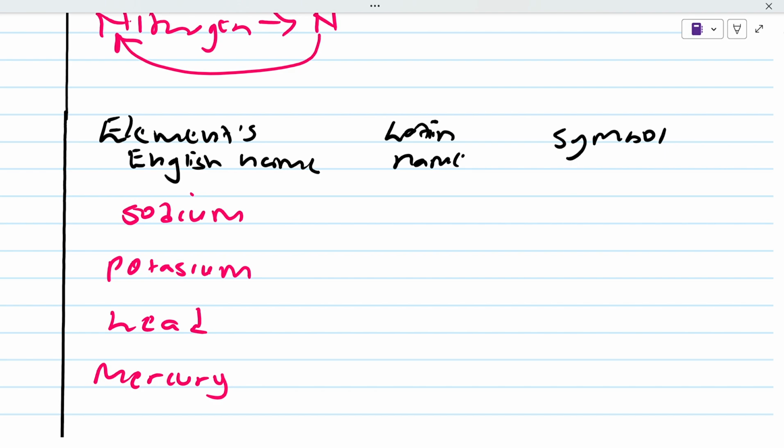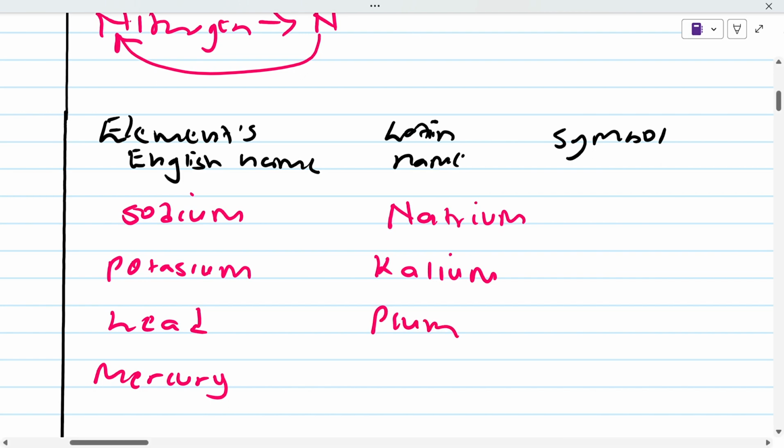Now, the Latin name for sodium is natrium. The Latin name for potassium is kalium. The Latin name for lead is plumbum. Mercury is hydrargyrum.